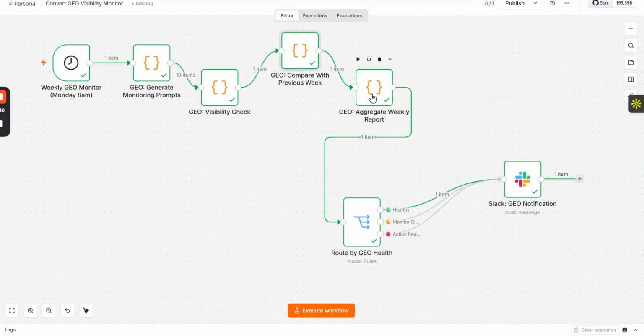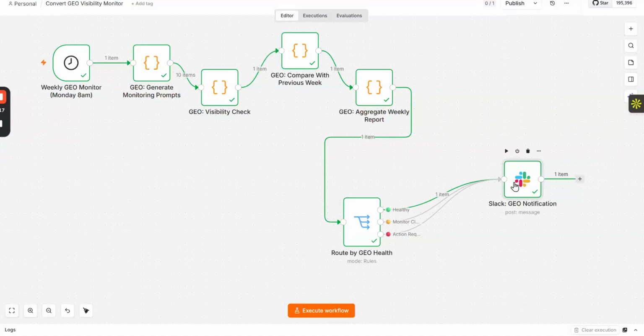So what this aggregate does, it will calculate the average visibility, what the weekly change was, what the biggest competitor was, and offer some suggestions. Now it gets routed here based on the criteria. It can tell us whether last week's run was a healthy one, or we need to maybe take some action.